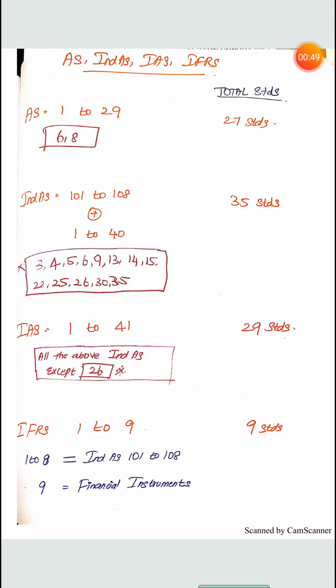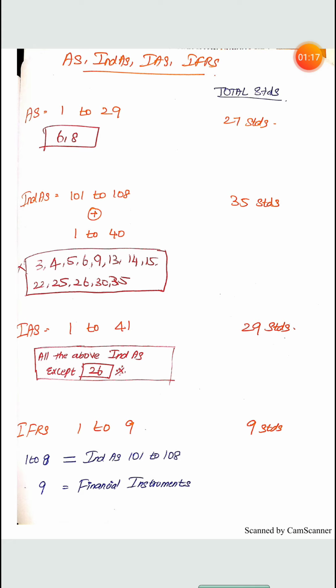So Indian accounting standards are divided into two parts: 101 to 108 and 1 to 40. After those 1 to 40, whatever is given in the red box below is not there. Then comes the international accounting standard. Whatever is not there in the Indian accounting standard is also not there in international accounting standards, except 26, which means 26 alone is there in Indian accounting standard. Also note that international accounting standard goes up to 41.